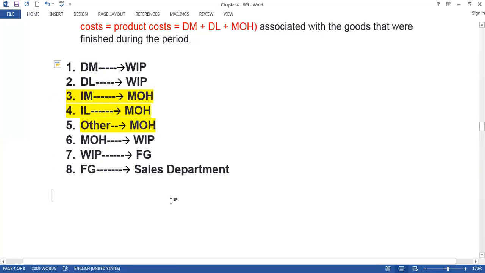Okay, direct materials transfer to WIP. Direct labor transfer to WIP. Then indirect materials, indirect labor, and other factory overhead cost transfer to MOH first. After transferring to MOH, then MOH transfers to WIP. Okay. And last step, we need to do some adjustment. So can you remember what kind of adjustment we need here?